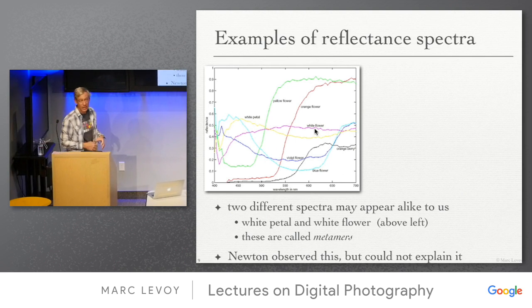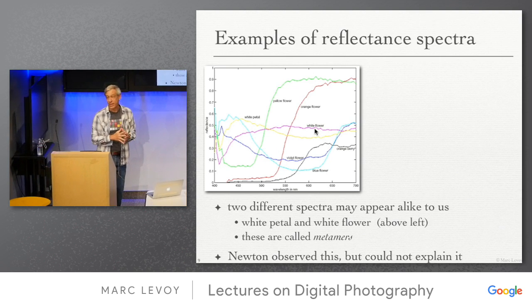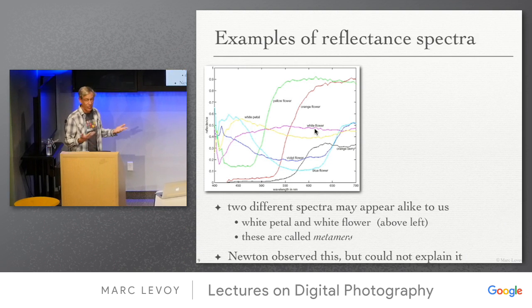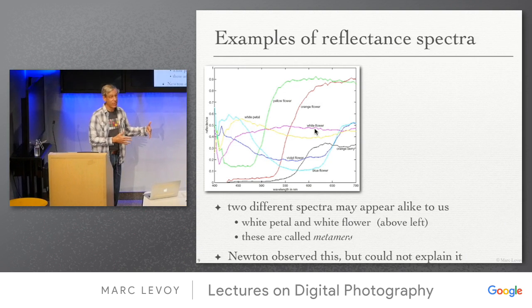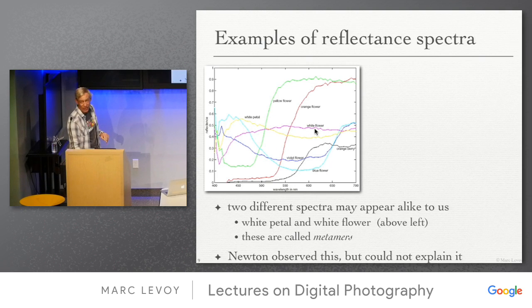So this notion that different spectra may appear the same are called metamers. He could not explain this, which is the right answer for him. He didn't have the mechanism to explain it, so it was brave of him to say, I don't know what this is caused by, but they look the same to him.